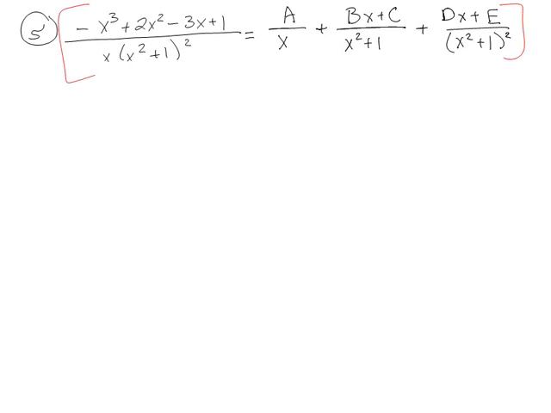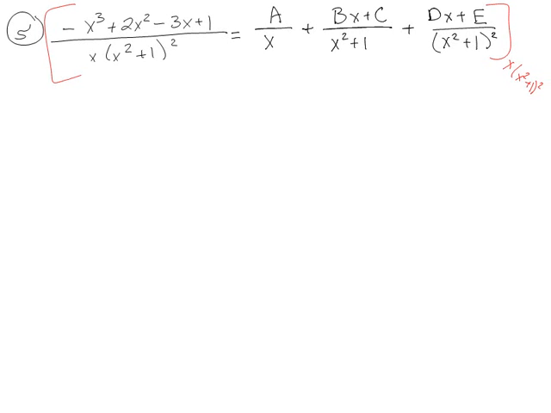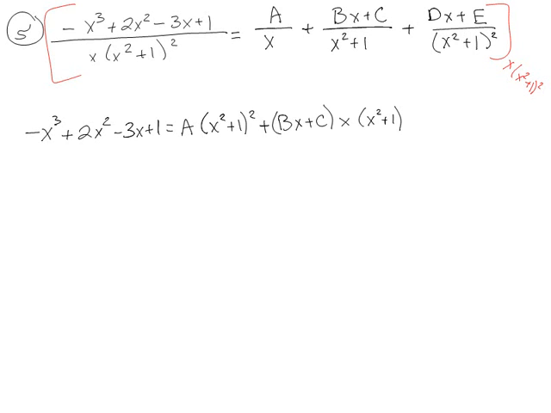So let's go ahead and multiply this whole thing by x times (x squared plus 1) squared. See if you can see that. So on the left I've got minus x cubed plus 2x squared minus 3x plus 1. On the right, a times (x squared plus 1) squared, (bx plus c) times (x squared plus 1), and then (dx plus e) times x.